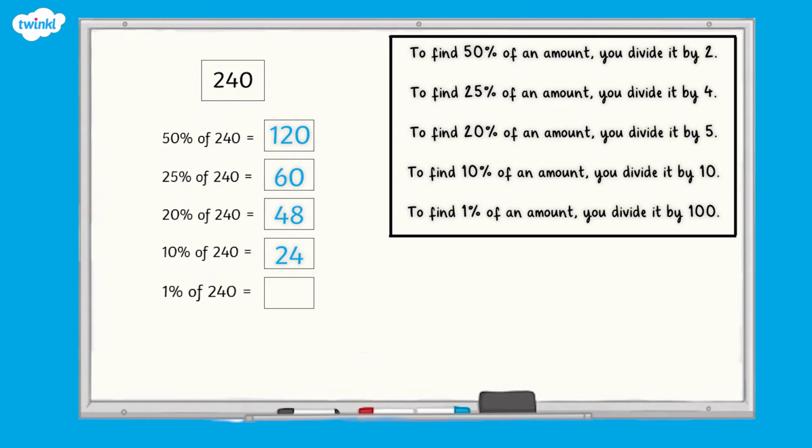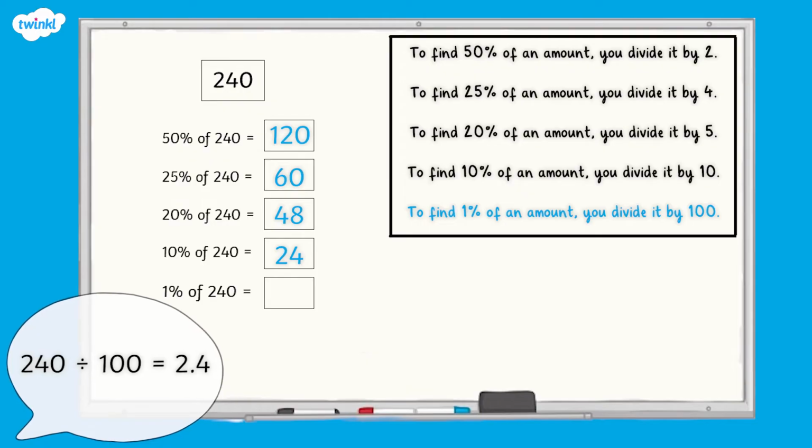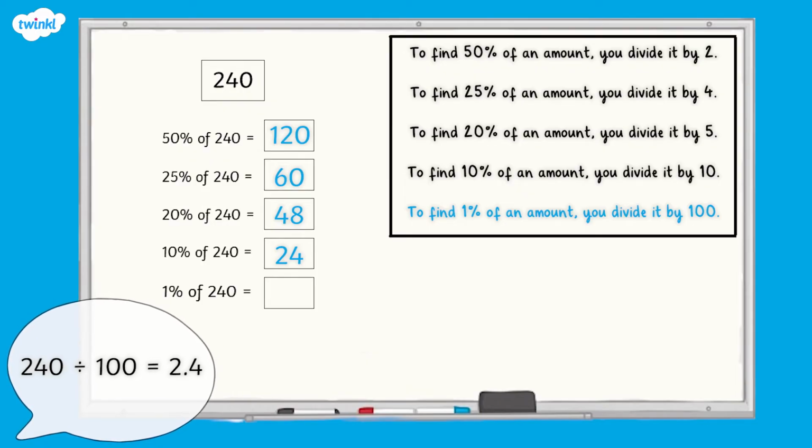And to find 1% of 240, we divide by 100. 240 divided by 100 equals 2.4. So 1% of 240 is 2.4.